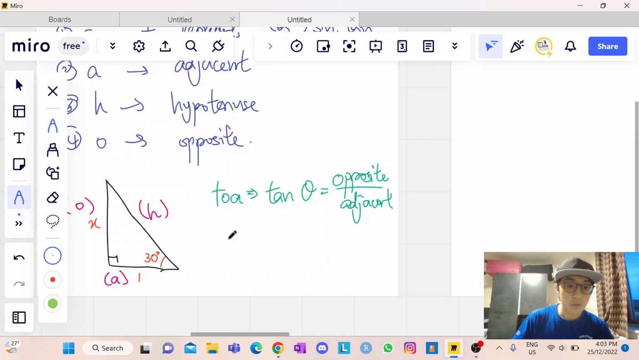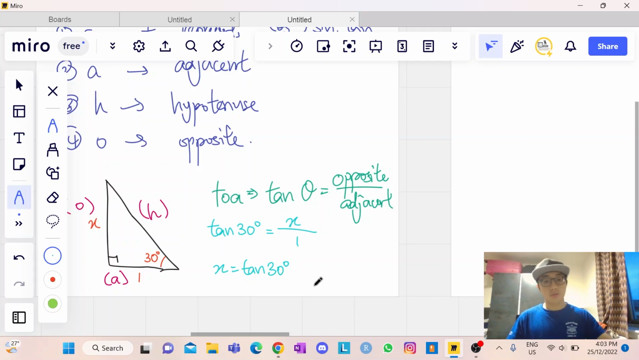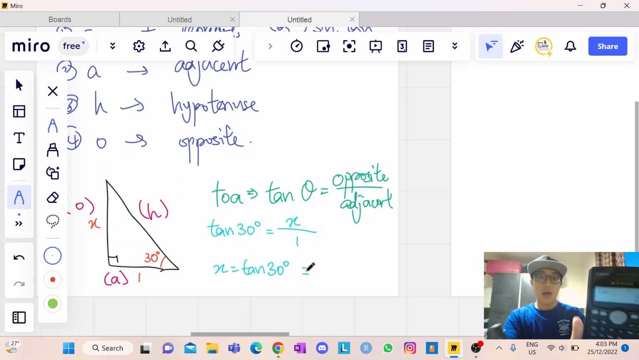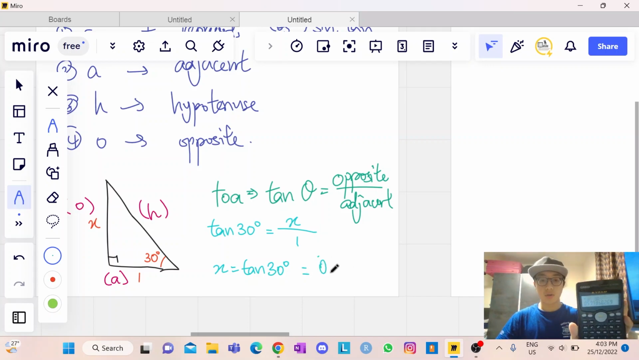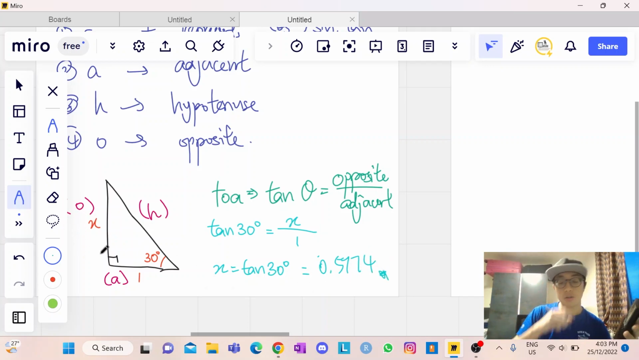So right here, you're going to write down tangent 30. It's 30 degrees right here, equals the opposite, which is x, what you want to find, divided by 1. Therefore x is equal to tangent 30. Then if you press your calculator, this is the tangent right here. Type 30 and press equals, and you will get 0.5774. Therefore, you know that x is 0.5774 in a right angle triangle.